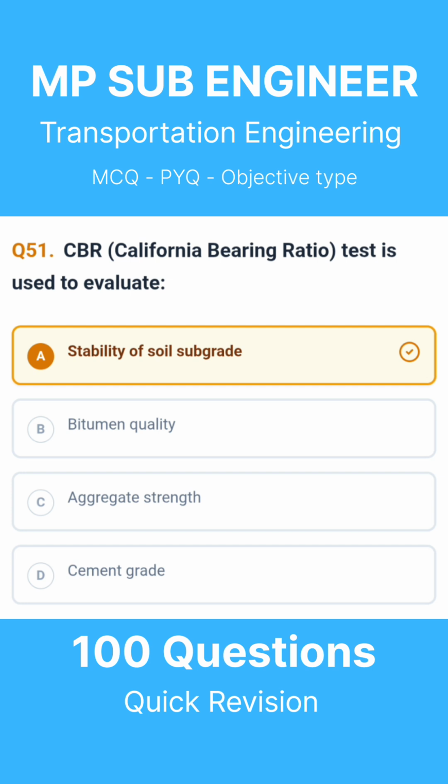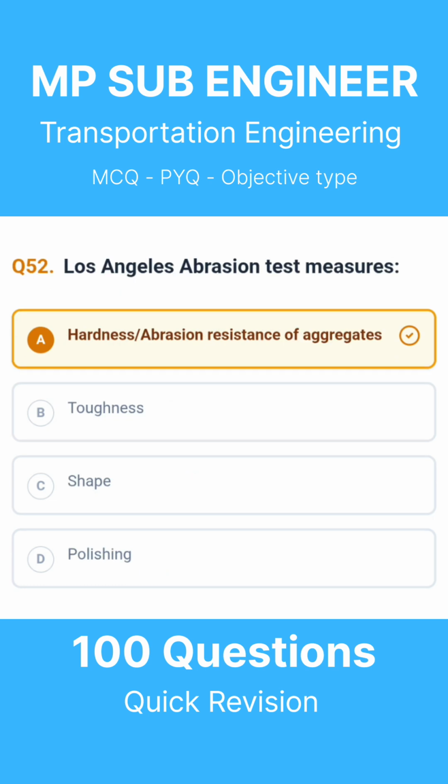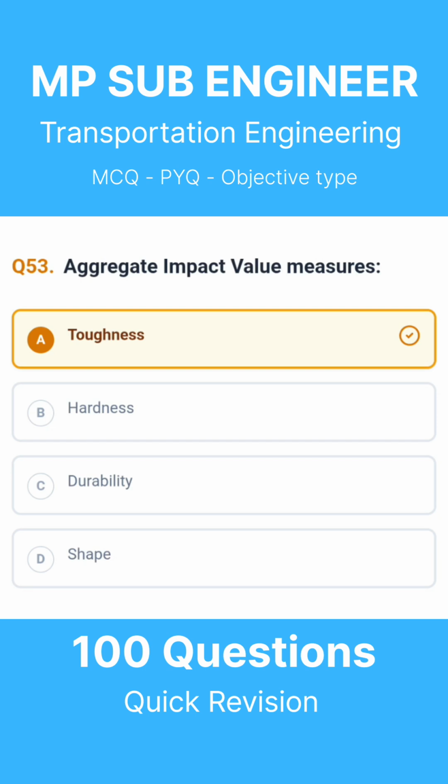Question 51. CBR California bearing ratio test is used to evaluate. The correct answer is stability of soil subgrade. Question 52. Los Angeles abrasion test measures. The correct answer is hardness/abrasion resistance of aggregates. Question 53. Aggregate impact value measures. The correct answer is toughness.